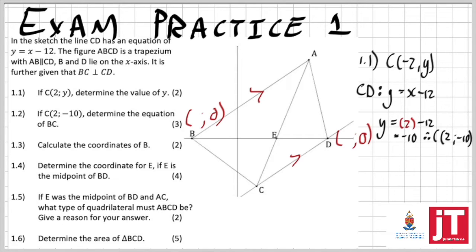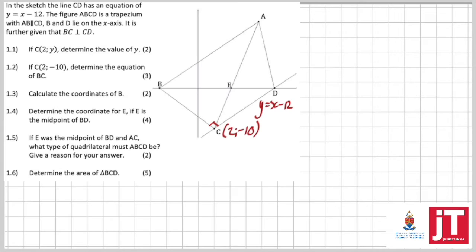Now at 1.2, this is awesome, because actually I can now see that 1.1 was right. 1.2: if C is the set of coordinates (2, -10), determine the equation of BC. Now please don't forget that they also gave me BC is perpendicular to CD. So where do we start? Well, we start by an equation. I need a gradient and I need another set of coordinates.